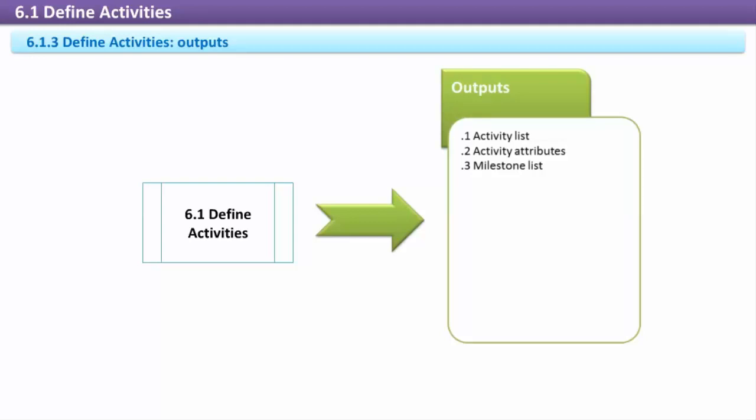Milestone list. The milestone list contains all project milestones regardless of whether they originated from the customer, enterprise, stakeholders, or the project team. The list also identifies whether each milestone is optional or mandatory. The milestone list is a component of the project management plan.